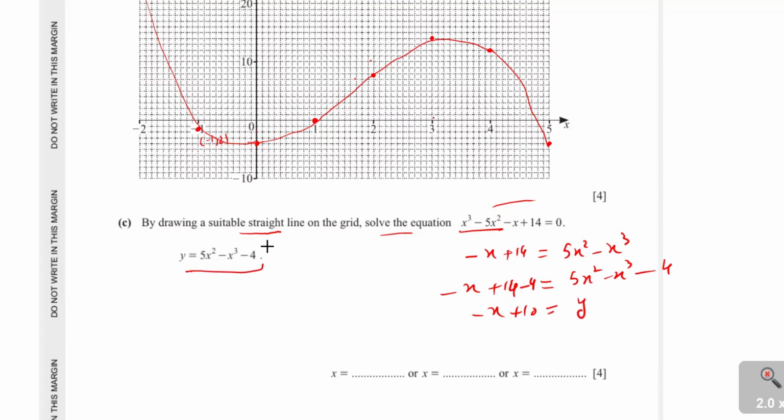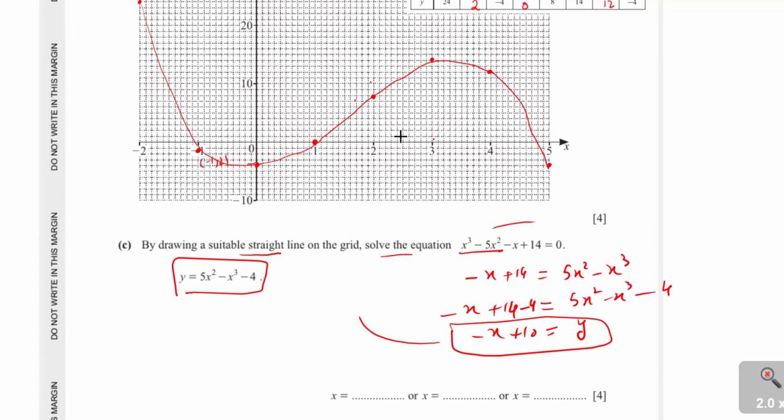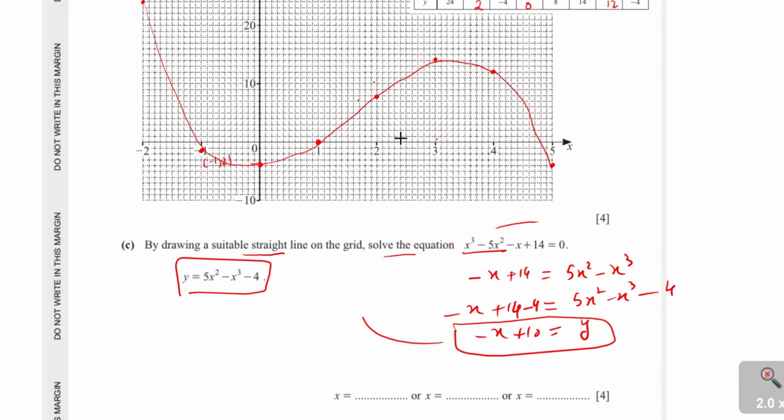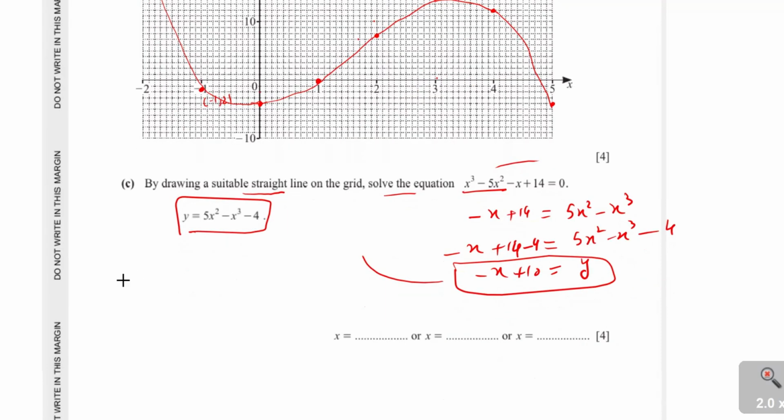Look here, this is the value y equal to 5x square minus x cube minus 4, the equation given in the first part. Therefore, y equal to minus x plus 10 is a straight line we will draw here. Where this straight line intersects the graph, these points will be the solution of this equation. To draw the line, we take some values of x.